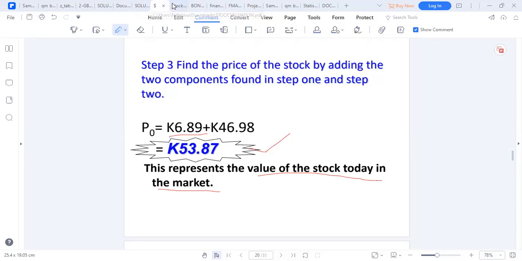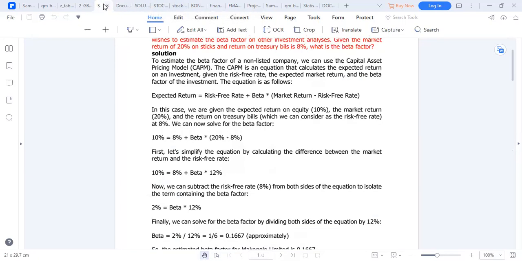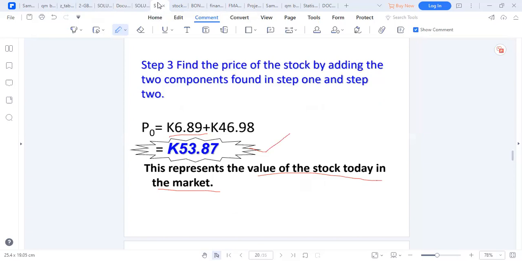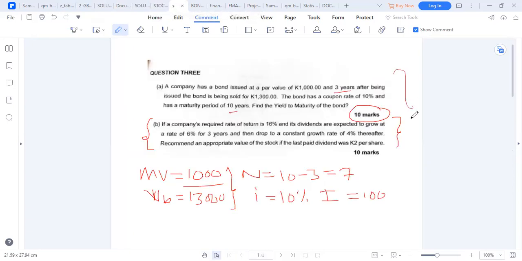So yesterday's test that your friends were writing, I'll need you to capture and try this question. Right, question 3. You do both A and B, 10 marks each. So just to give you an idea, the company's required rate of return is 16%. It is expected to grow at 6% for 3 years, then it will drop to 4% thereafter. The last dividend paid was 2 kwacha per share. So what have we been given in here? Identify the parameters.